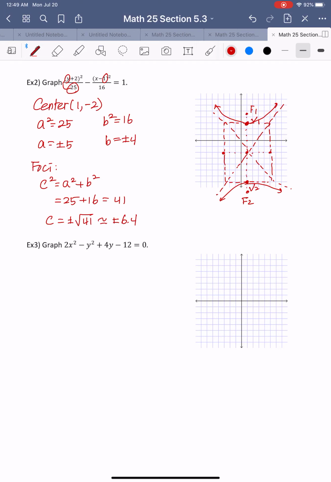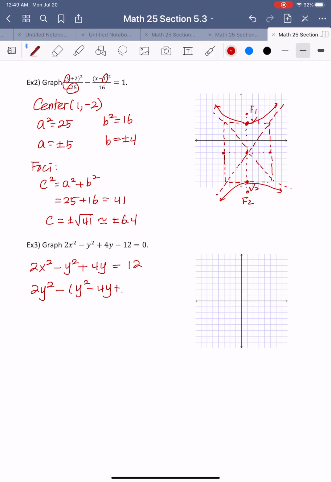All right, example 3. Graph 2x squared minus y squared plus 4y minus 12 equals 0. Okay, so I'm going to put the 2x squared minus y squared minus 4y equal to 12. I'm not using that.